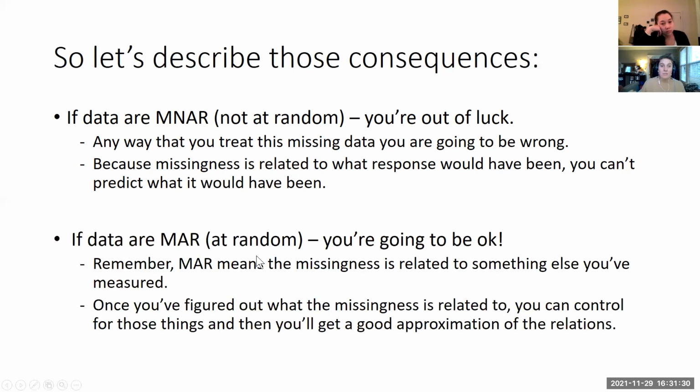Now, if your data are missing at random, you're going to be just fine. Because missing at random means that the missingness is related to something that you measured. And so if you figure out what the missingness is related to, then you can control for all of those things, just like we've been doing with controlling for other things within our statistical models. We just plop those variables into our statistical models that are related to the missingness, and then we can recover all of our estimates just fine, which is honestly pretty amazing.